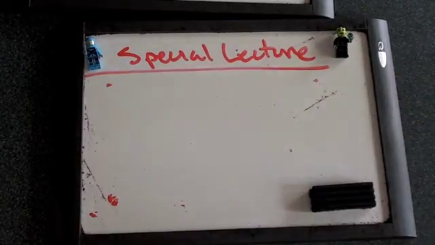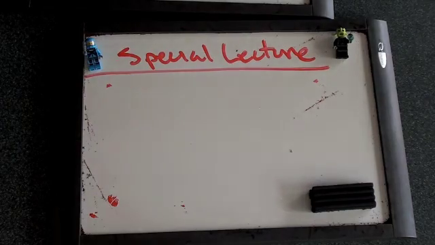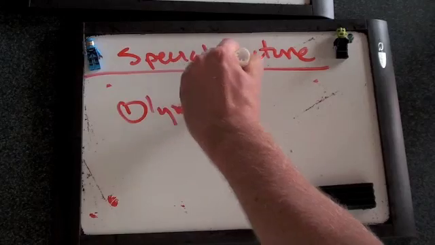Uh-oh, where's the book? I moved over here. Olympiad 57. Where's the 60?